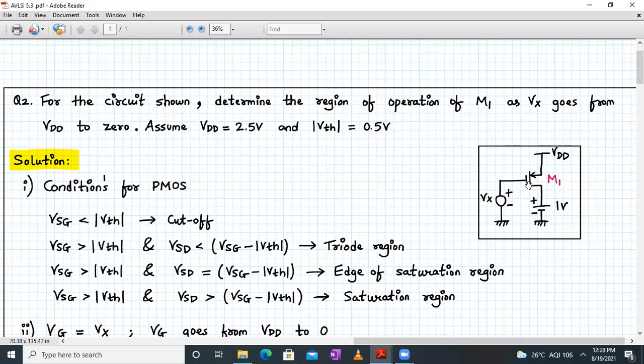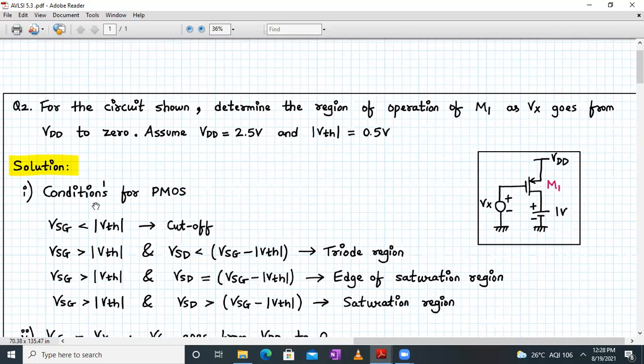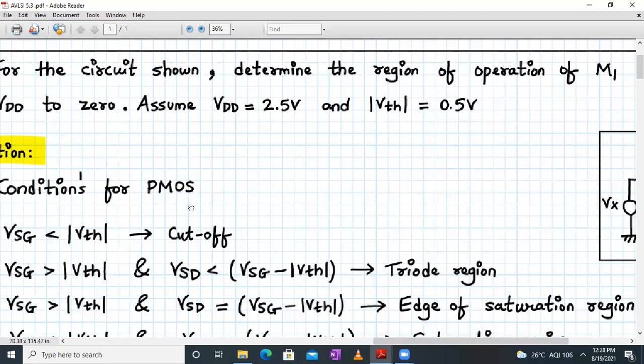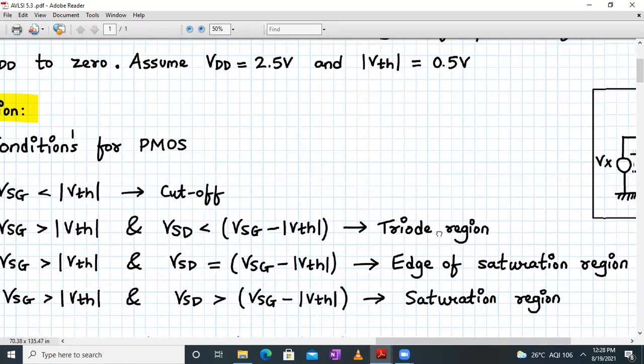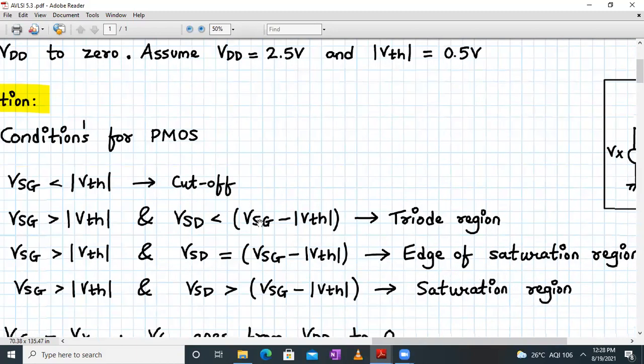That means this device over here is my PMOS device. And what are the conditions for a PMOS device? I have written them over here. VSG less than mod of VTH, it is in cutoff. For the triode region, we have this condition. For the edge of saturation, we have this condition, and this is for the saturation region. So we are writing in terms of VSG and VSD.